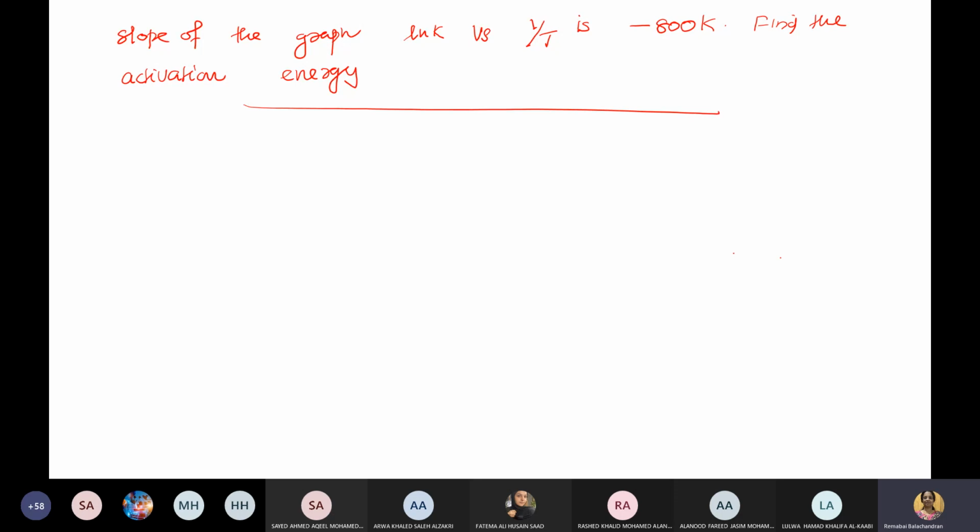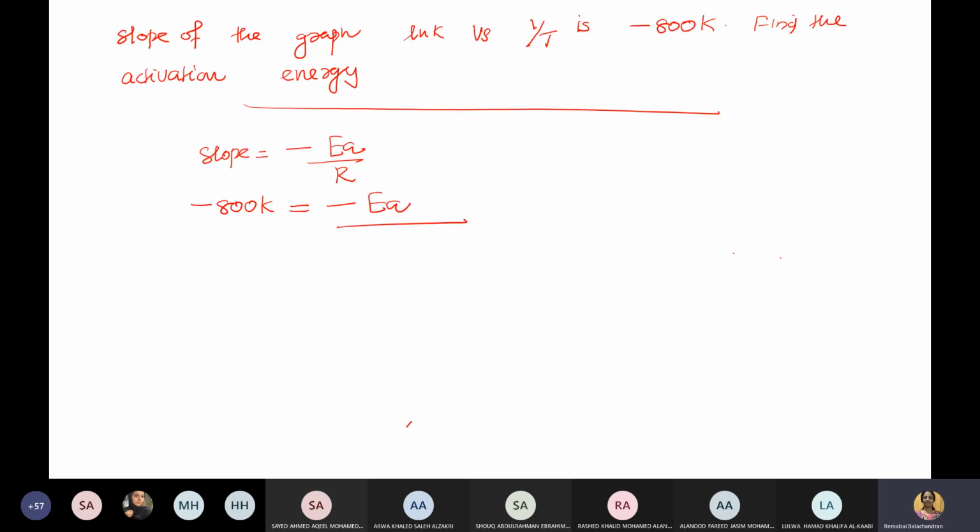Okay, so what's the question? The slope of the graph ln k versus 1/T is minus 800 Kelvin. Find the activation energy. So what is the slope? Slope is equal to minus EA over R. So the slope is minus 800 Kelvin, which equals minus EA over R.